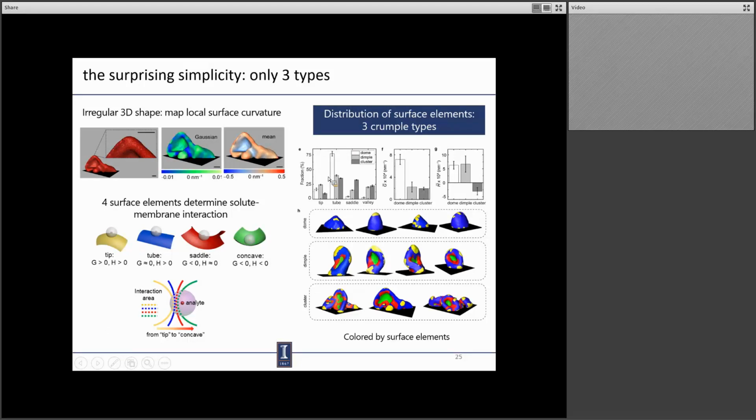So when we look back on the crumple shape, here with the color denoting the surface elements, we can recognize the general trend. The domed crumple is essentially a hemispherical shape. The dimple crumple has the films curved inwards, and then the cluster crumple has a lot of saddle points to continuously connect the convex and concave regions. So in other words, the crumples are not each different in its own way out of the otherwise overwhelmingly heterogeneous crumples. After quantification, they only fall into 3 groups, and that's the first surprise.